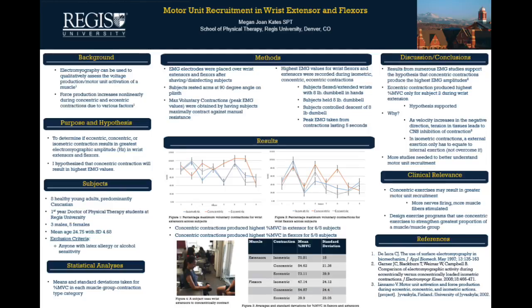This poster presentation will be covering motor unit recruitment in wrist extensors and flexors as evidenced by EMG. A motor unit consists of a nerve and the group of muscle fibers it supplies. We can measure their activity using EMG, which reports the action potentials they create in the whole contracting muscle.